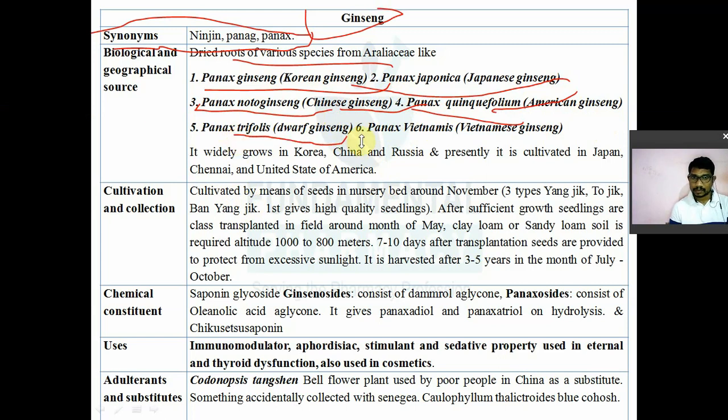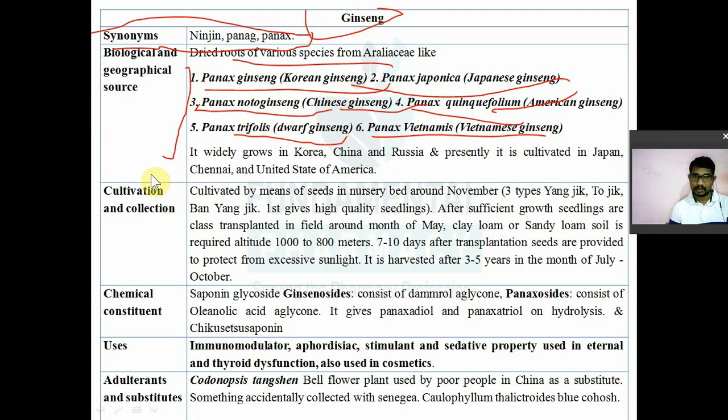And next one is Panax Vietnamese, known as Vietnamese ginseng. There are different varieties of ginseng, about six varieties, depending upon the source and the geography. Panax ginseng is Korean, Panax japonica is Japanese, Panax notoginseng is the Chinese one, Panax quinquefolium is the American one, Panax trifolius is the dwarf ginseng, and Panax vietnamensis is the Vietnamese ginseng.